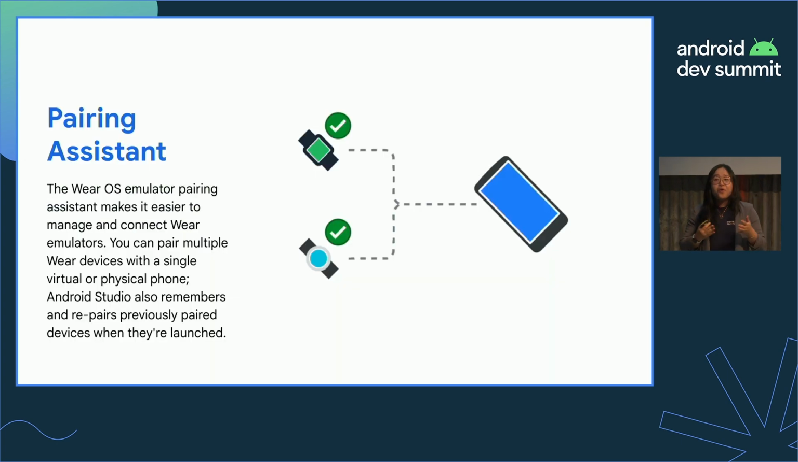Finally, if you don't know already, we launched the Wear OS Pairing Assistant back in Android Studio Arctic Fox and have done a lot of improvements since then. We now make it easier to manage and connect Wear OS emulators. You can pair multiple Wear OS devices with a single virtual or physical device. Android Studio also remembers previously paired states so that you can pair again when you launch the emulators, and is tightly integrated with the device manager.